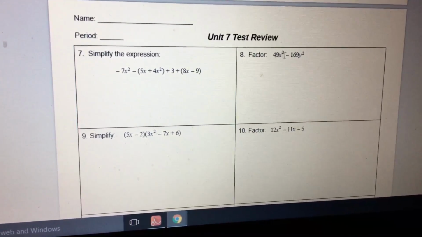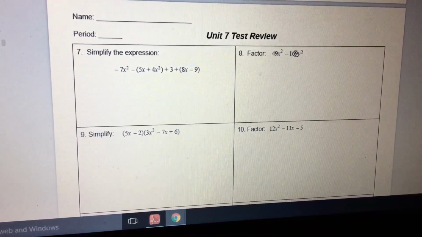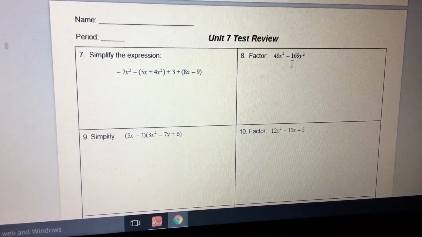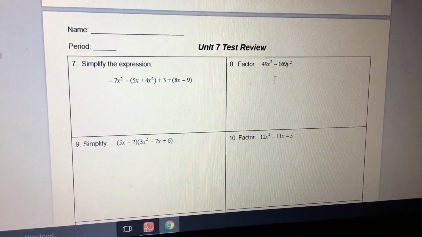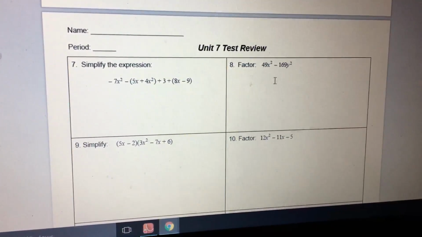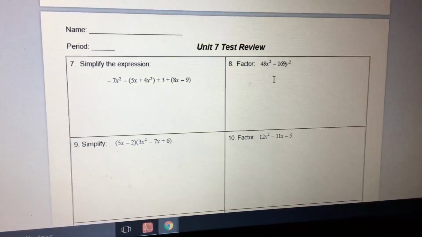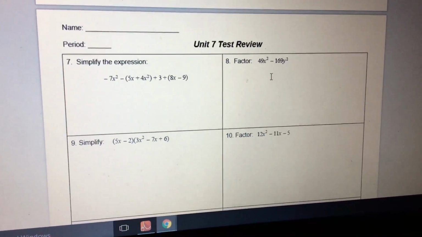On this one over here, you're factoring. This is the difference of squares. There's two numbers. There's a minus sign in between them. It's most likely that they are perfect squares, and in this case they are. So this is going to be 7x plus 13y and 7x minus 13y.